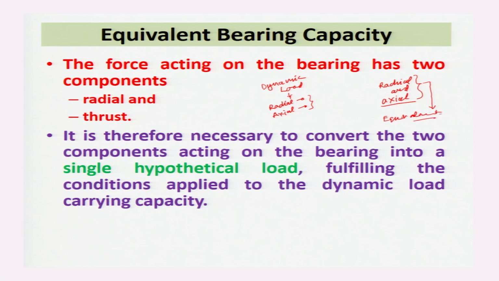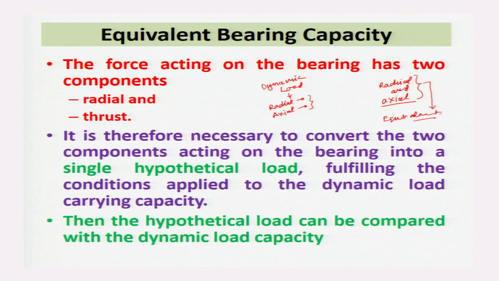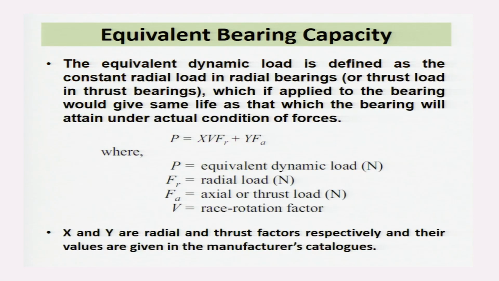Equivalent bearing load. Then the hypothetical load can be compared with the dynamic load capacity. Now, equivalent dynamic load is defined as the constant radial load in radial bearings, which if applied to the bearing would give the same life as that which the bearing will attain under actual conditions of forces.